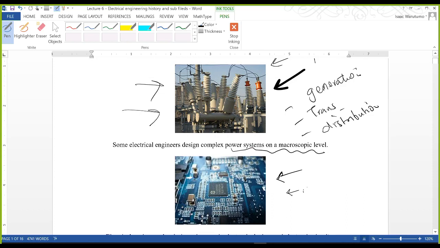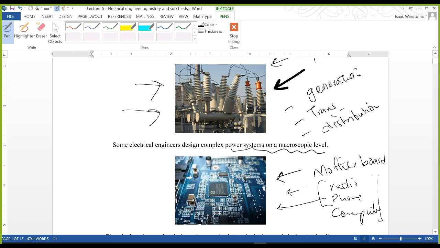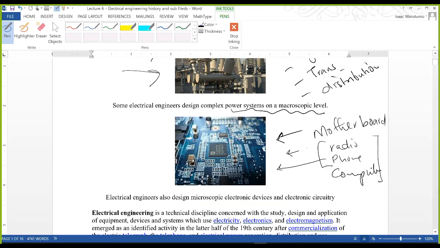But we have also seen in our class that electrical engineering also involves electronics, like this one we are dealing with. This is called a motherboard. And I know a good number of you have seen a motherboard, either that of a radio, of a phone, of a computer, and many others. So that is a branch of electrical engineering that is called electronics engineering. So it deals with the small electronics at a chip level. So that just introduces us again to electrical engineering, which we have already been introduced to.